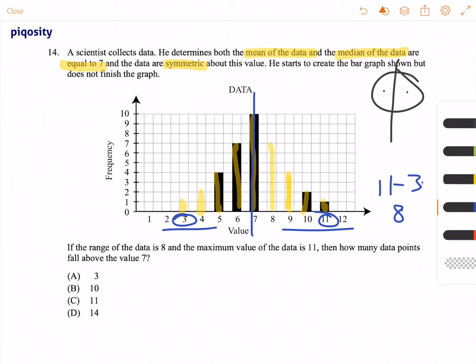And then, how many data points fall above the value 7? So value 7 is referring to this part here. We need to see how many data points fall above 7. So we have 1 here, 2, 3, 4, 5, 6, 7, 8, 9, 10, 11, 12, 13, and 14. And that provides us with the answer of D.